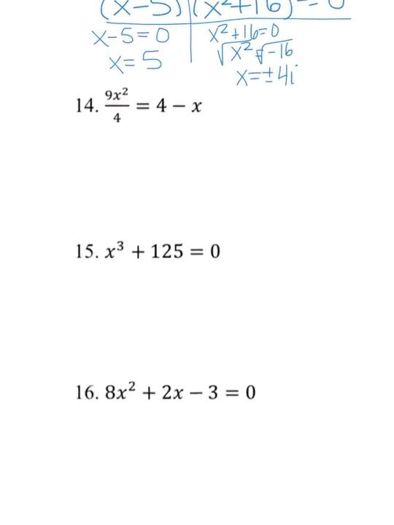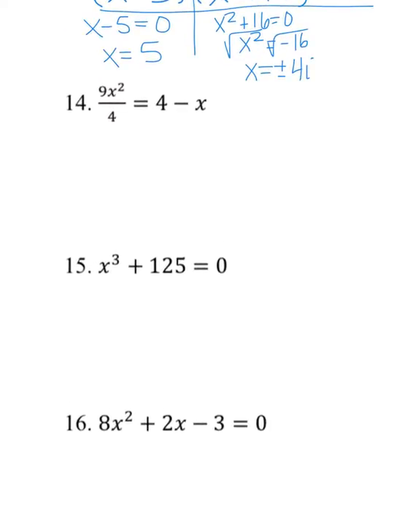Okay, number 14. This is my fraction. I'm going to cross multiply to get rid of it. So 9x squared times 1 is 9x squared. And then 4 times 4 is 16. 4 times negative x is negative 4x.